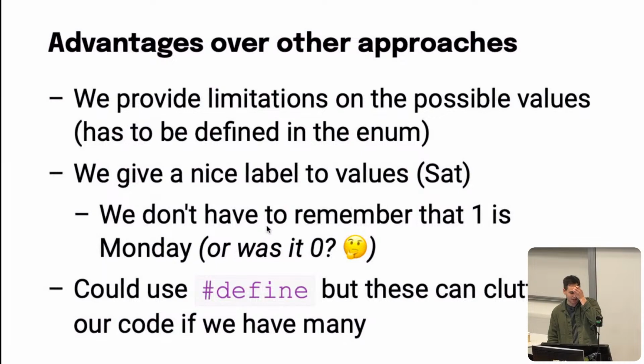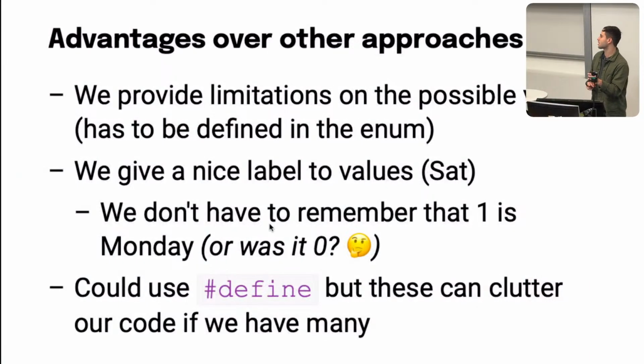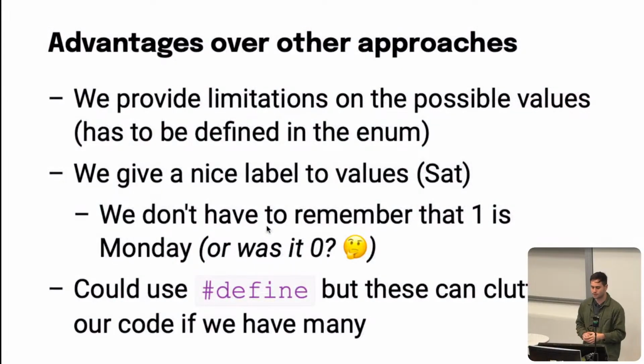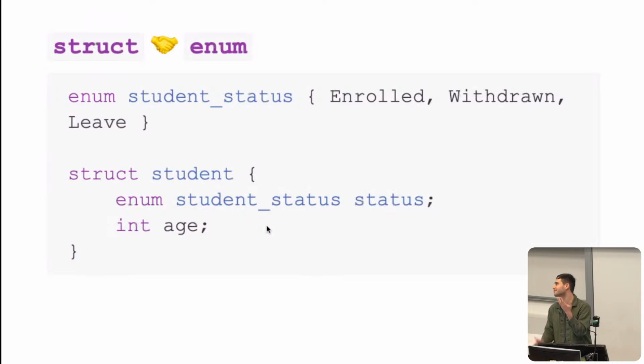Okay, a lot of questions here. Let me see what else I've got here. Why don't you read this slide of notes yourself? Here's the advantages of enums over other approaches. There is a disadvantage to enums compared to hash defines. They use more memory, so therefore they're less efficient. But they make our lives a lot easier. I didn't pay him, I swear.